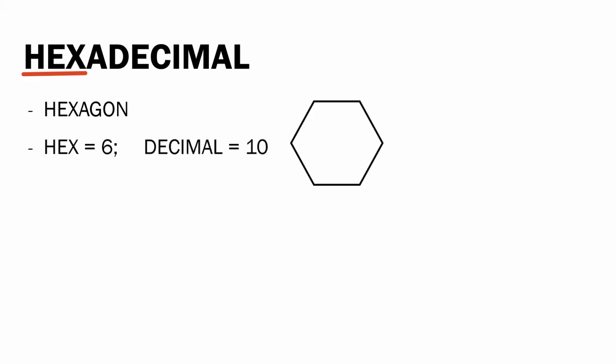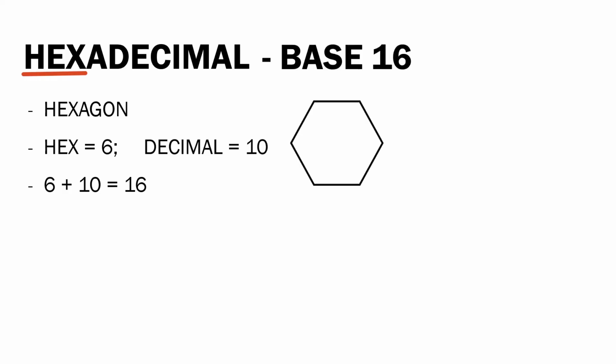Then next we have the hexadecimal number system. What do you think when you hear the prefix hex? Me, I think of a hexagon. A hexagon is a polygon with 6 sides. Hex is equal to 6 and deca is equal to 10. So 6 plus 10 is equal to 16. Hence, hexadecimal is a base 16 number system, which comprises 10 decimal numbers, which are 0, 1, 2, 3, 4, 5, 6, 7, 8, and 9.